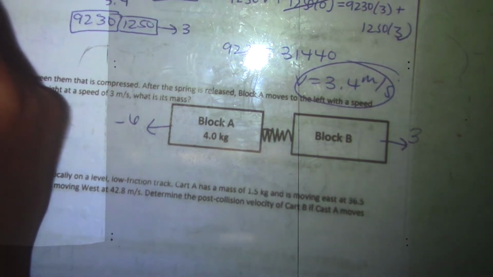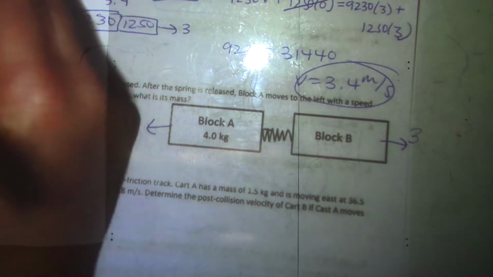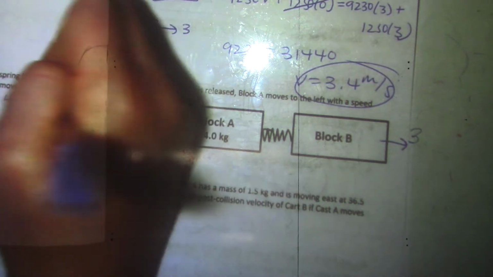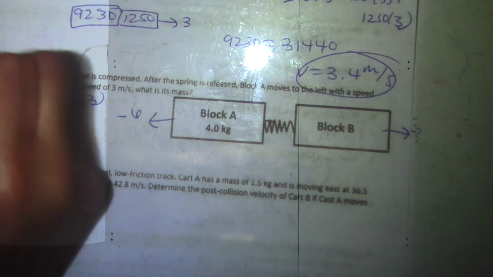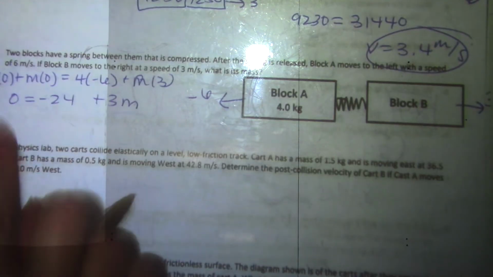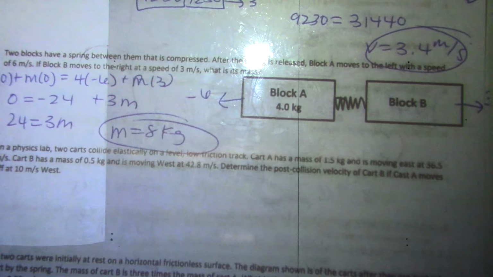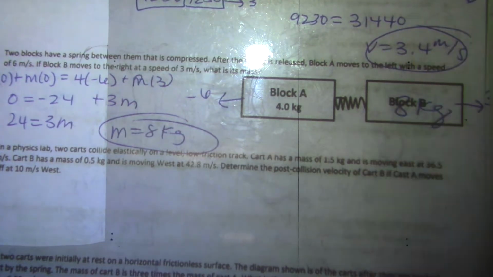So, 4 times 0 plus m times 0 equals 4 times negative 6 plus m times 3. So that gives me 0 is negative 24 plus 3m. I'm going to add the 24 over, and that gives me what 3m is, so then divide. This is a mass of 8 kilograms.